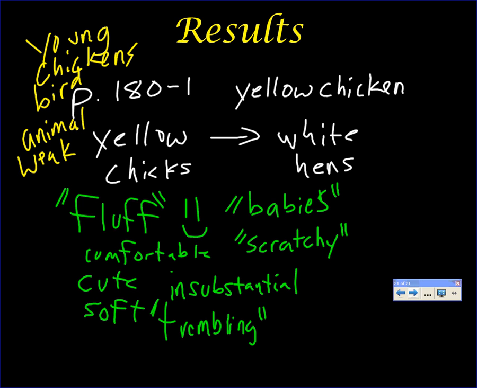Good. So we have an image of youth, a natural image of youth and weakness. Could be, right now, that yellow or chicks, one or the other, is a symbolic representation of this weakness, this insubstantiability. It's my new word of the day.